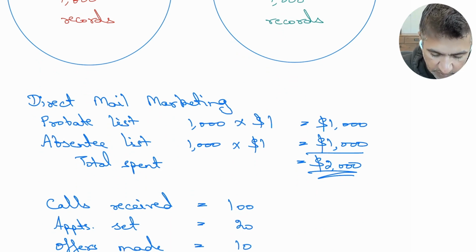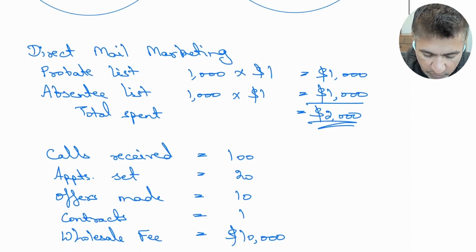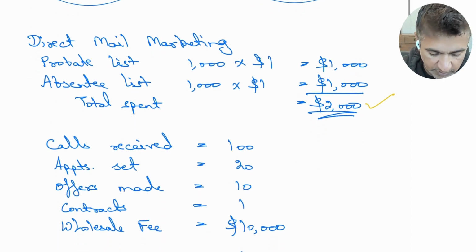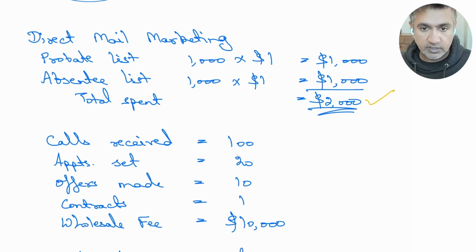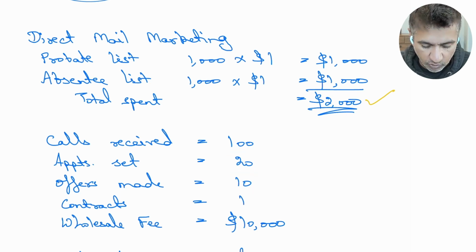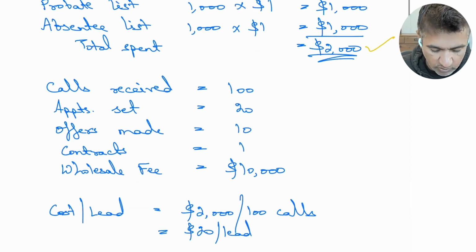So let's say if I'm doing direct mail marketing, I end up sending 1,000 records to my probate list, another 1,000 records to my absentee list, and I'm going to use $1 as my cost per mail piece. So I spent $1,000 on my probate list marketing, $1,000 on my absentee. I have $2,000 total that I've spent on direct mail using these two lists. Now let's say for this example, I end up receiving 100 calls, which is 100 leads. Of those 100 calls, I go on 20 different appointments. I make 10 offers of the 20 appointments and I get one property under contract. And again, just for this purpose, I'm going to use $10,000 as my wholesale fee that I make from this deal. So I make $10,000.